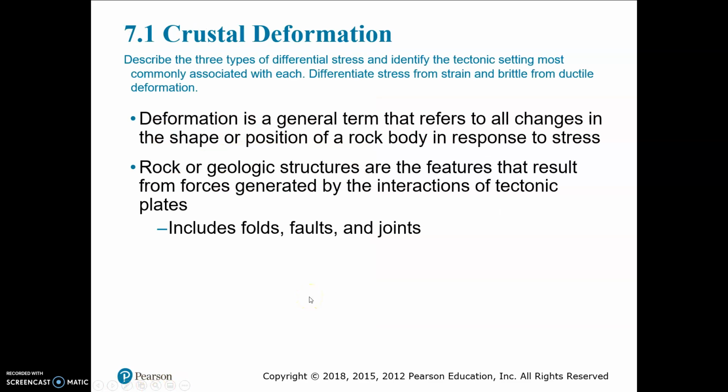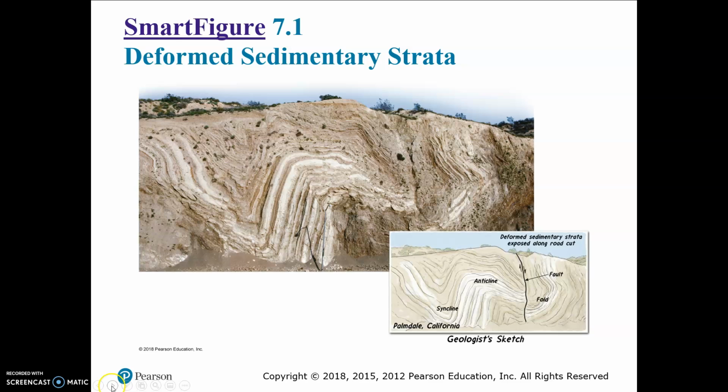So when we talk about crustal deformation, you see here it's a term that we use to refer to all of the changes in the shape or position of a rock. And this is going to be in response to some type of stress. And when these rocks that make up the Earth's crust become deformed, we will see different types of features. We can see folds, faults, and joints.